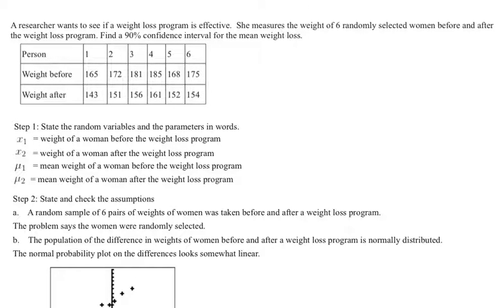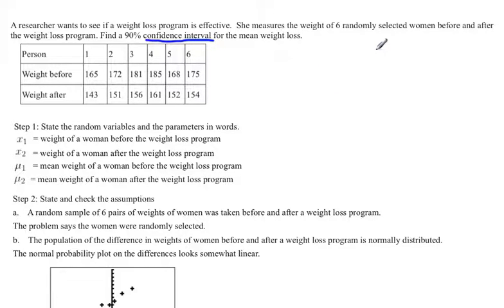So in this example, a researcher wants to see if a weight loss program is effective. She measures the weight of 6 randomly selected women before and after the weight loss program, and it asks to find a 95% confidence interval for the mean weight loss program. So the first step of every problem is to determine if you're going to be doing a confidence interval or a hypothesis test. So I look for very specific words. In this case, it actually says the word confidence interval, so I know I'm doing a confidence interval.